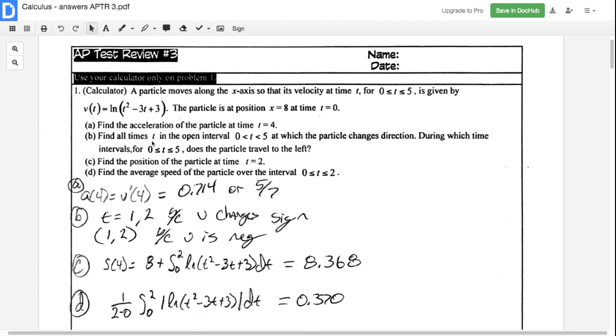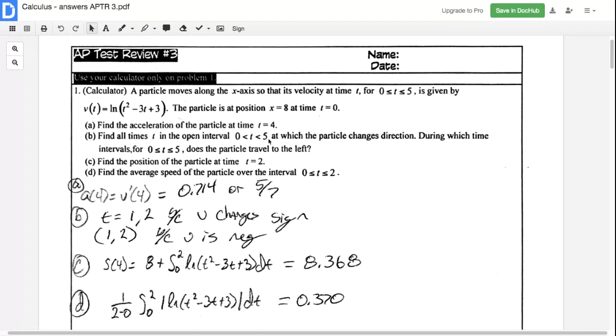B. Find all times t in the open interval between 0 and 5 at which the particle changes directions. During which time interval between 0 and 5 does the particle travel to the left? So to get where the particle changes directions, I need to look at velocity. So I'm going to go back to the velocity graph. I'm going to find my zeros between 0 and 5, and it's got to change signs. It's got to go from positive to negative or negative to positive.